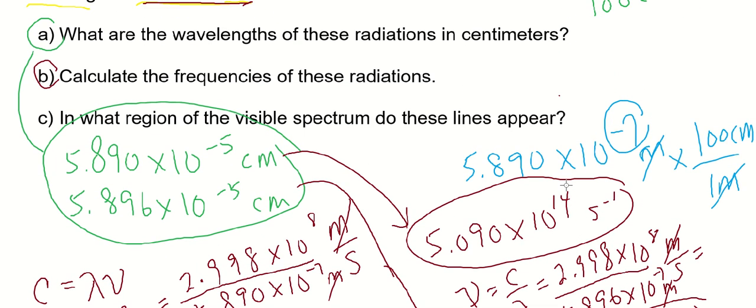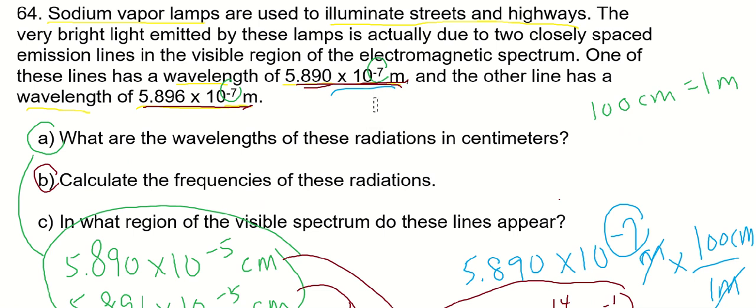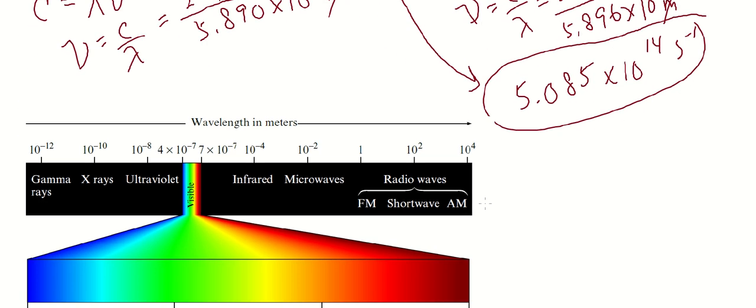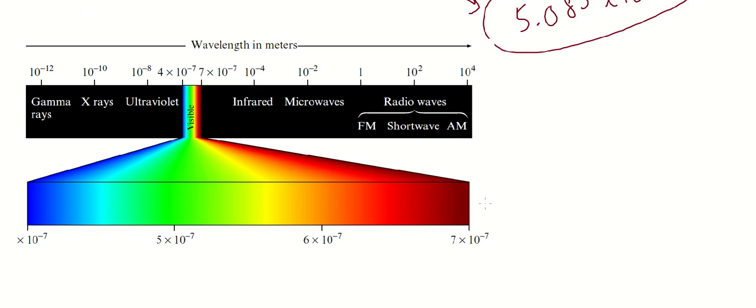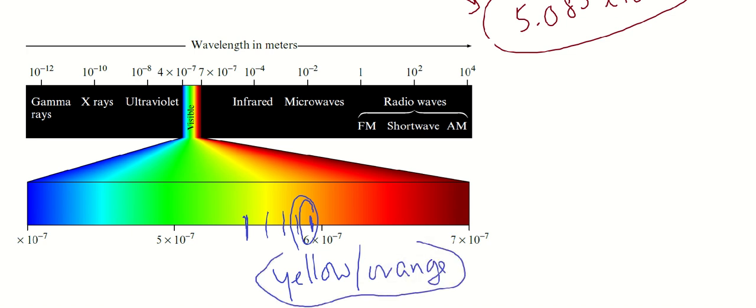All right, so let's do this one here, the first one. 5.89. They're both very similar, so 5.89. They're both 5.89-ish. And that's around 5.5, 5.6, 7, 8, 9, maybe like there-ish. Orange, say orange, yellow, orange. All right, there's the answer, part C.